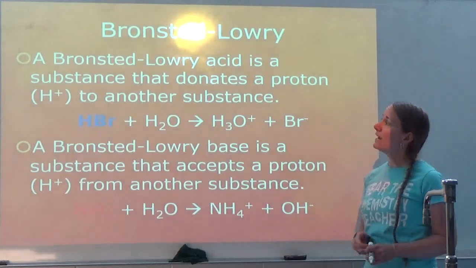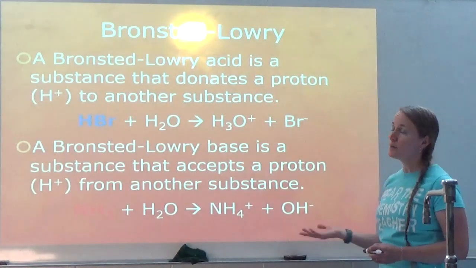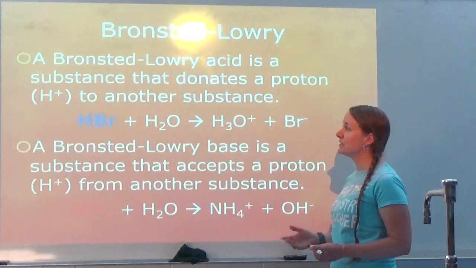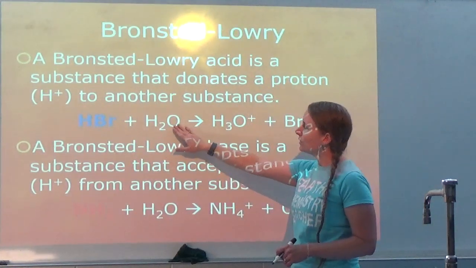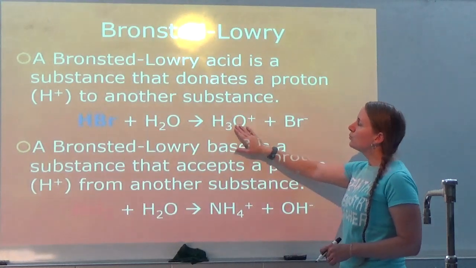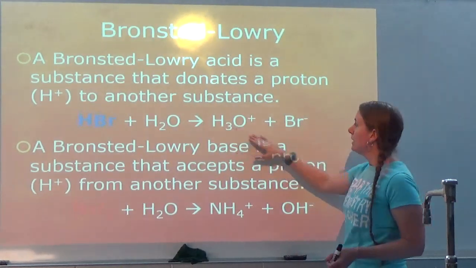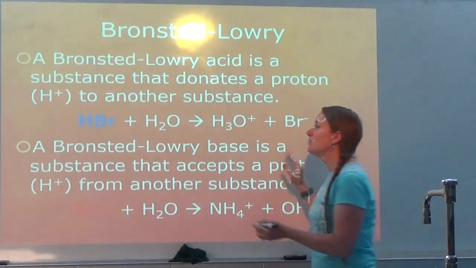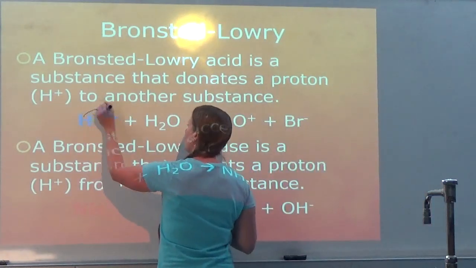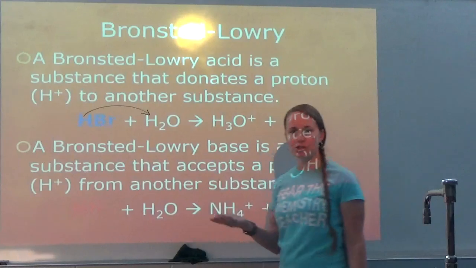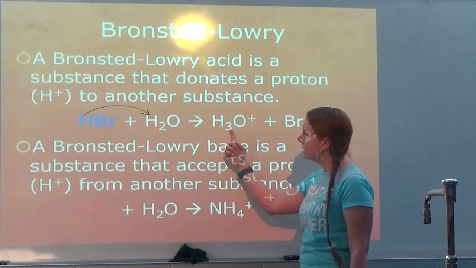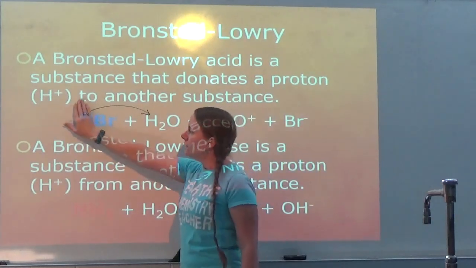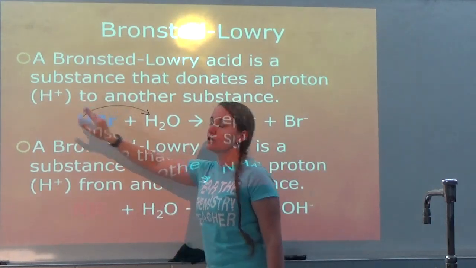So a Bronsted-Lowry acid is a substance that donates a proton or an H plus to another substance. So you can see in this reaction we have HBr and we have water. Now we have H3O instead of H2O, and we have Br minus. So what's happened is HBr donated its hydrogen to water. So see, water got the extra hydrogen, so it turned into H3O, and HBr lost the hydrogen, so it's now Br negative.